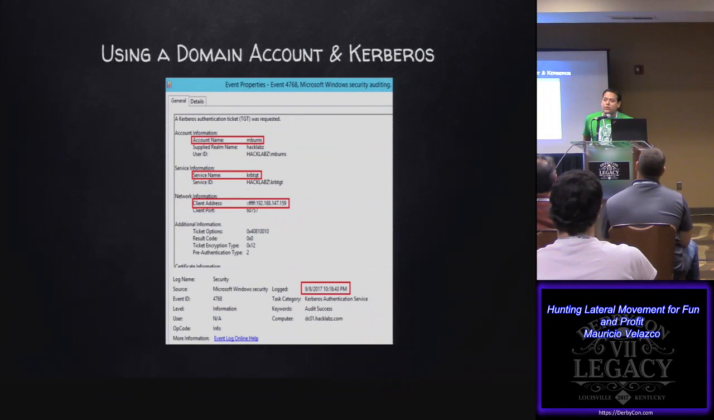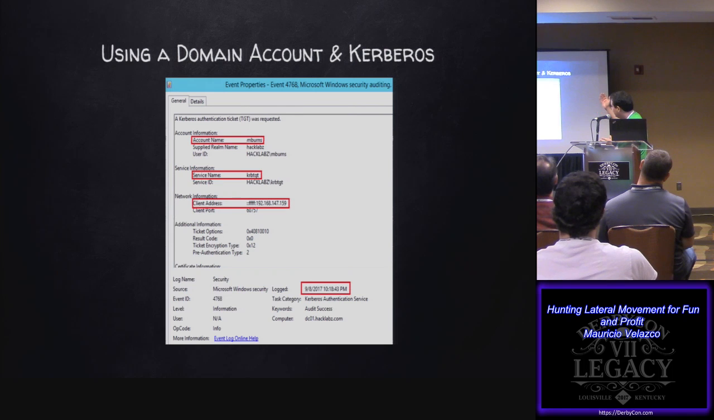All right, so if you use a domain account and Kerberos authentication to move laterally in our environment, this is how it looks. On the domain controller, you'll see a 4768, which is the account logon. You'll see the name, in this case, Mr. Burns. You'll see the IP address and the time.